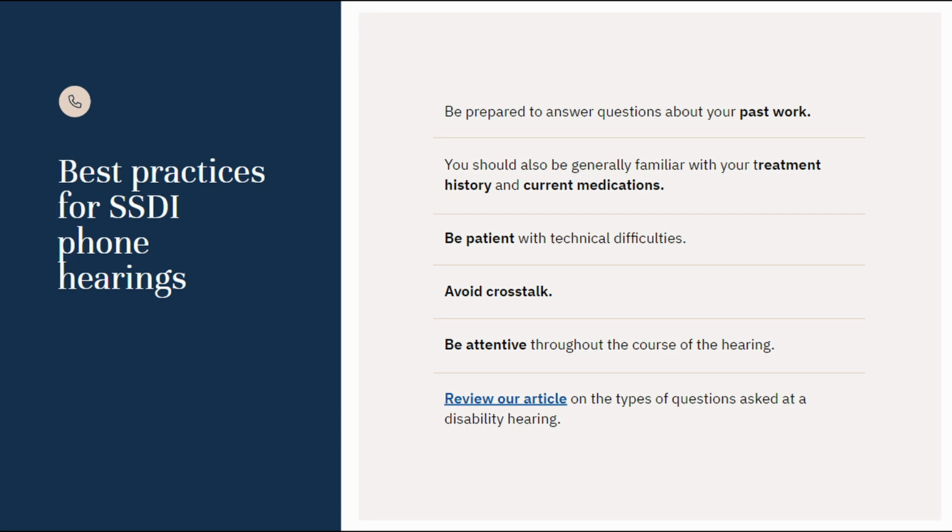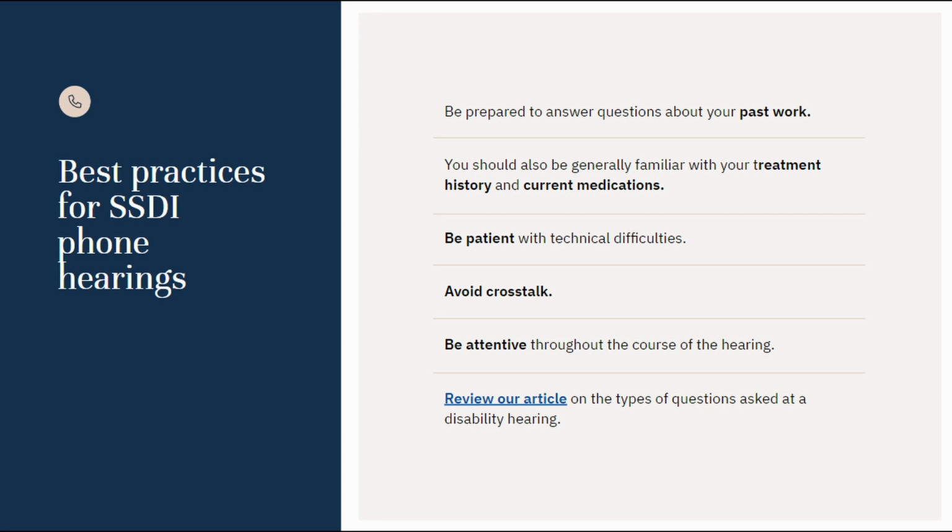You should be aware of your alleged onset date, which is the date that you told Social Security that you became disabled, the significance of that date, and why you feel you've been unable to work since that alleged onset date. You should also generally be familiar with your treatment history and current medications. You're not expected to know exact treatment dates, legal terms, or medical terms, but you should have a good understanding and a good explanation of the way the disability affects you.